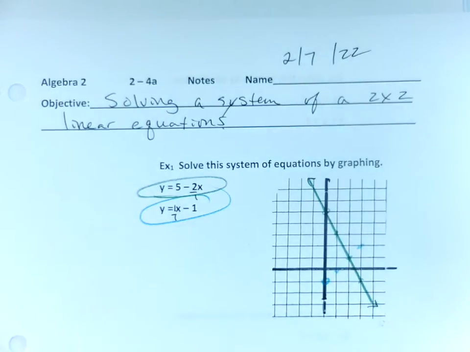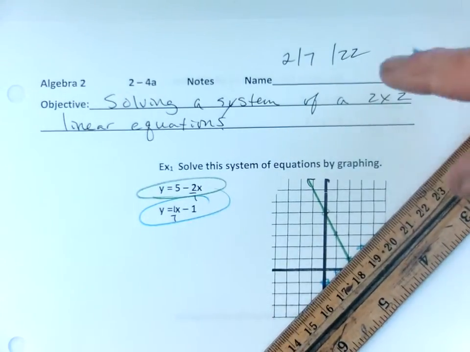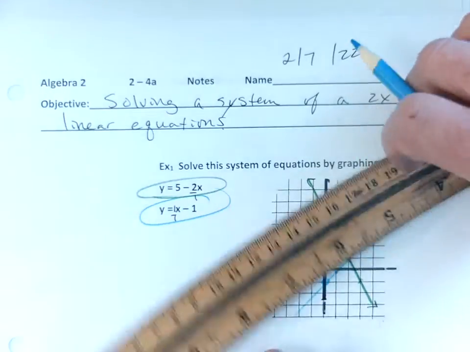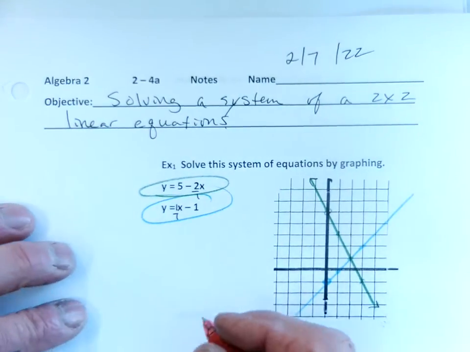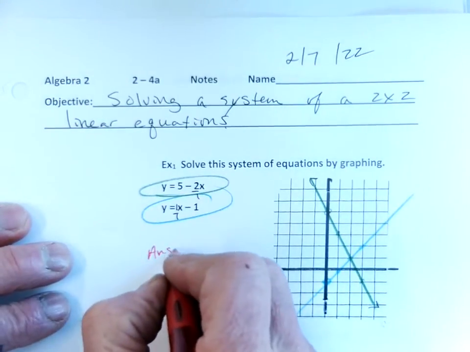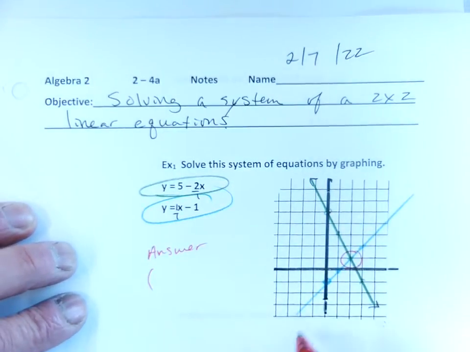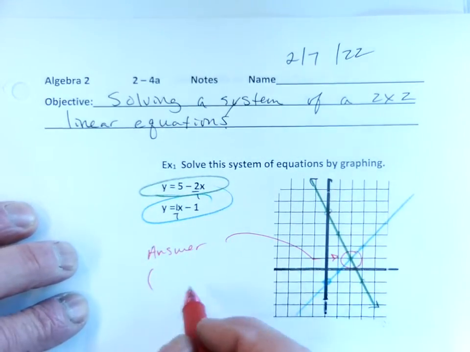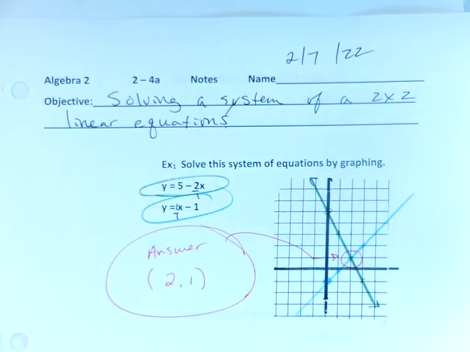And then the graph is not the answer, but the point is. The graph is not the answer. The answer is the point of intersection. The graph is only the way we get there. My answer is the point 2, 1. That's my answer, okay?